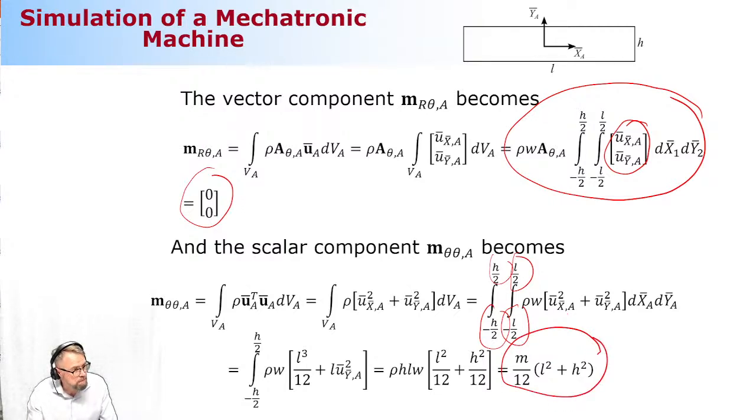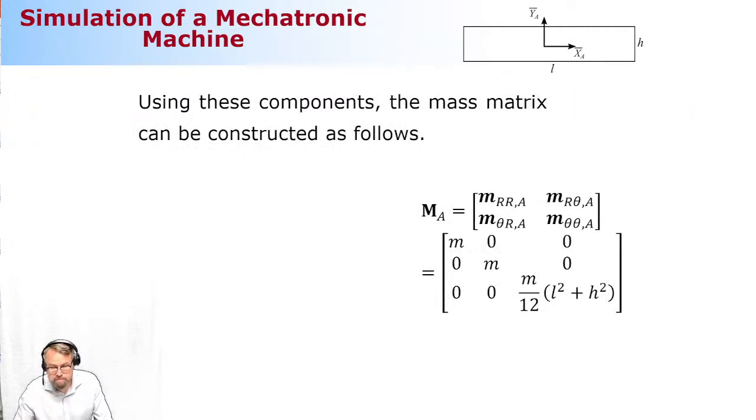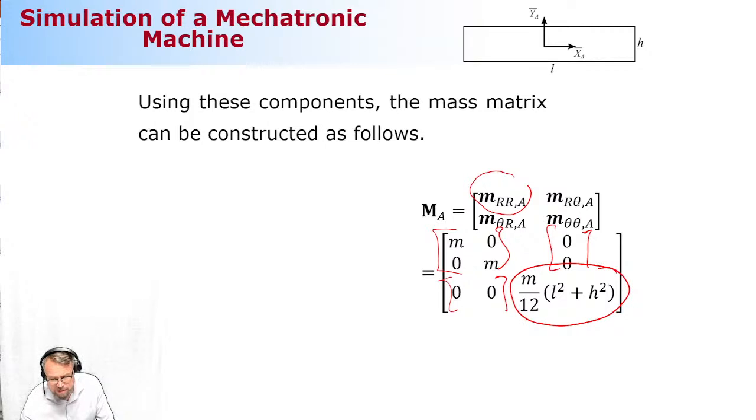Okay. Now, that's going to be my mass matrix. This was a 2 by 2 matrix, the one you can see here. This was the vector that turned out to be a zero vector. And this is my mass moment of inertia, which is a scalar component.